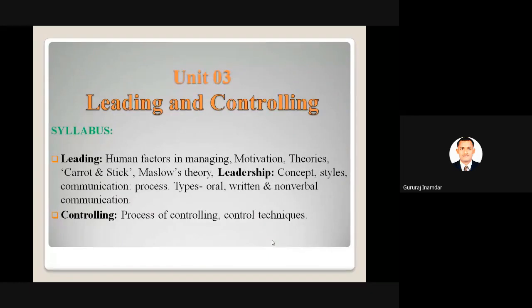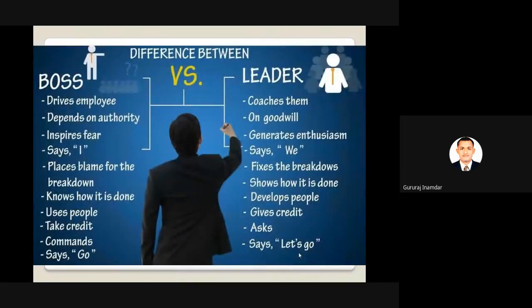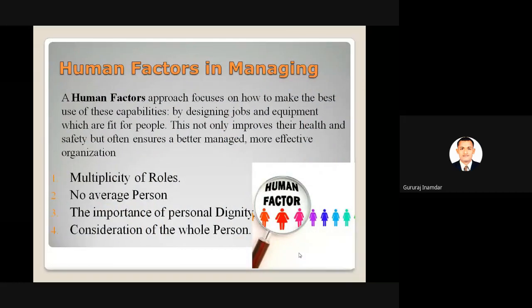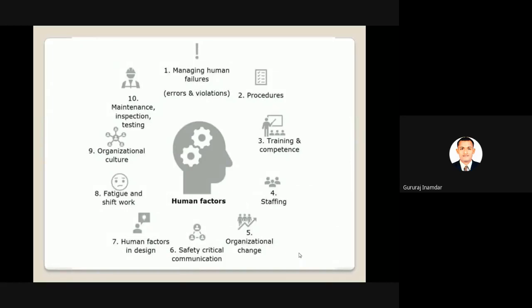We have started the leading. Now, whatever the human factors in managing and motivation, we have started. So what are the human factors? Definition, the difference between boss and leader, we already discussed. Human factors in managing, which factors are important for management: managing human failures, procedures, training and competence, staffing, organizational change, safety critical communication. Human factors in design, fatigue and shift work, organizational culture, maintenance and inspection, testing. Those factors are also considered in human factors in managing.